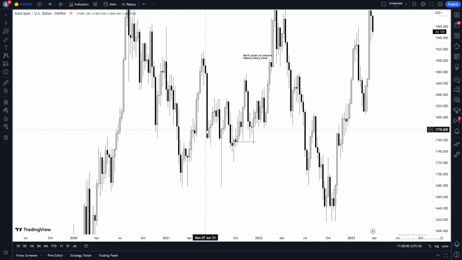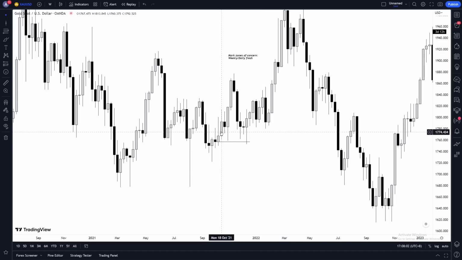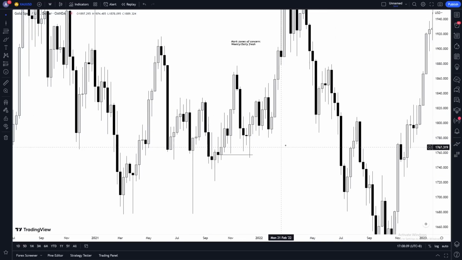So let's go and see what are our zones of concern on the weekly. Maybe there's more clarity, because on the monthly it's just a huge wick, so that means there must have been a lot of price action that happened on the weekly and the daily. Okay, so let's go and see what is happening in there.